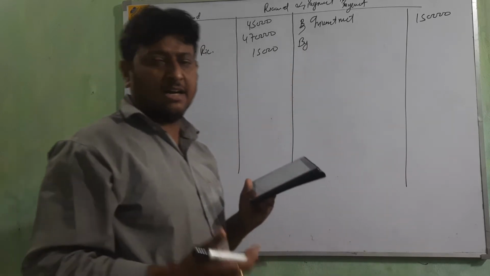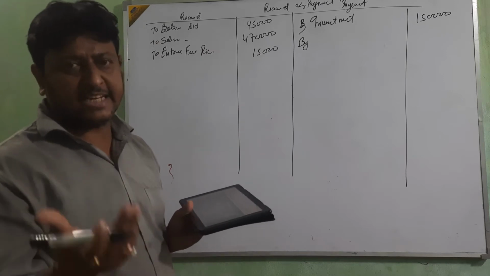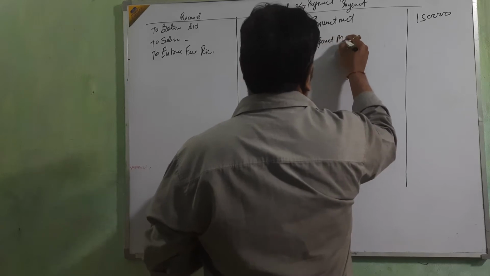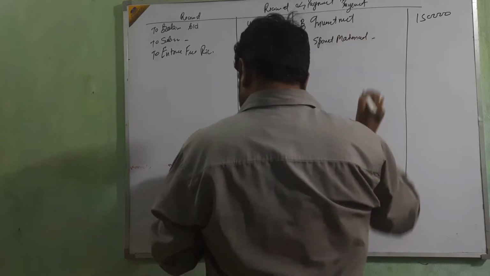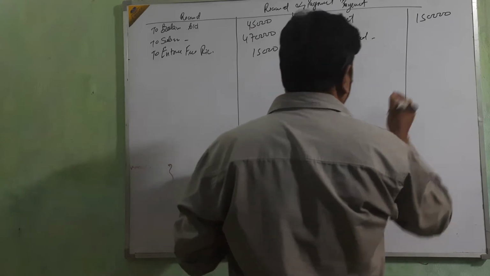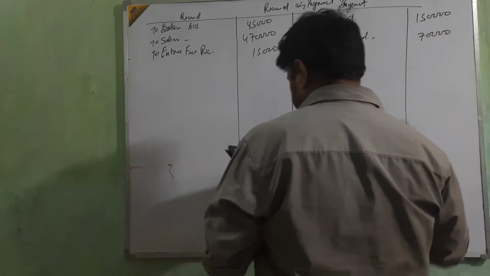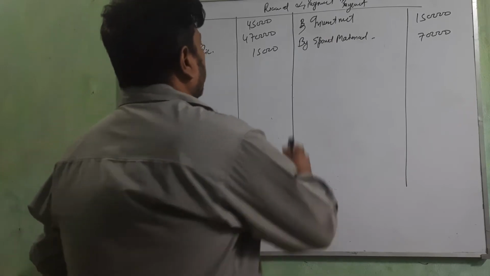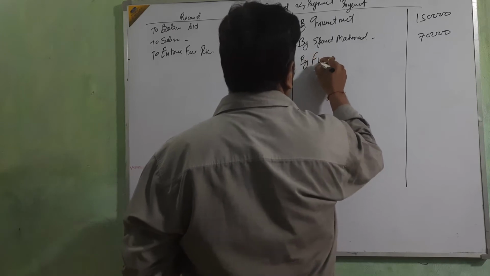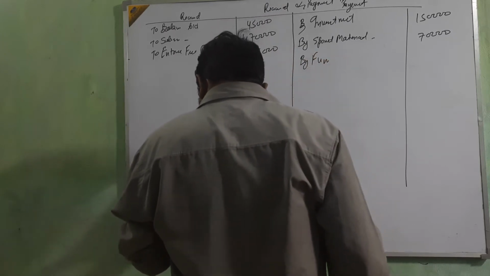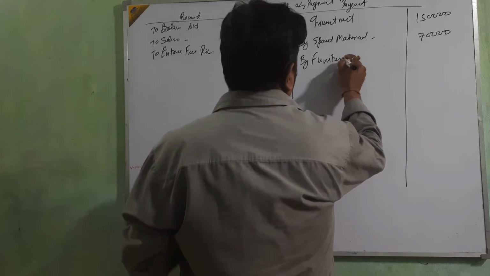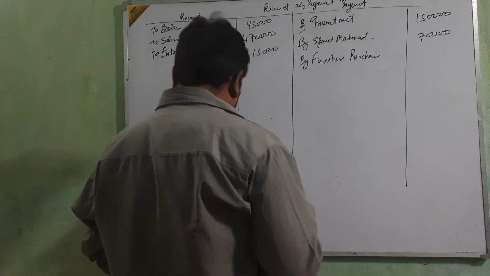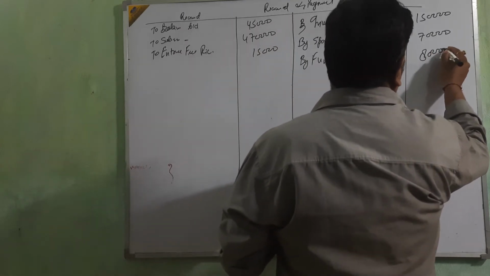Then sports material purchase. Purchase means buy. It's like a cash book. Because it is an expense, it goes on the payment side: by sports material, amount 70,000. Go for the next. Furniture purchase. Again they are purchasing some furniture, so it is an expense: by furniture purchase, and that amount is 80,000.